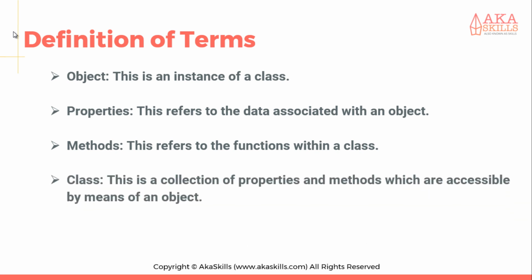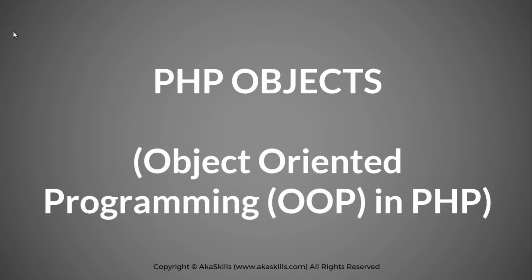Now we'll finally want to define a class in itself. And we simply define a class as a collection of properties and methods which are made available or accessible by means of an object. So it is very important you understand these four basic terms. I know these definitions might be a bit confusing at this point until you see them in action.